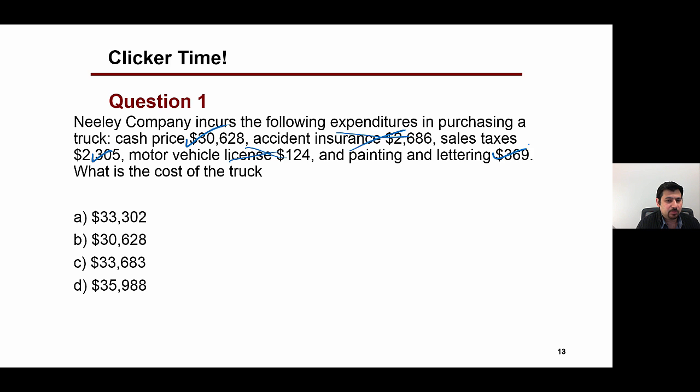Painting and lettering, by the way, simply means, for example, for Rutgers, this is when they paint a bus or a car and they paint the letter R on it, basically to put the brand on it. As a result, here it will be 30,628 plus 2,305 plus 124, and the total will be 33,302.